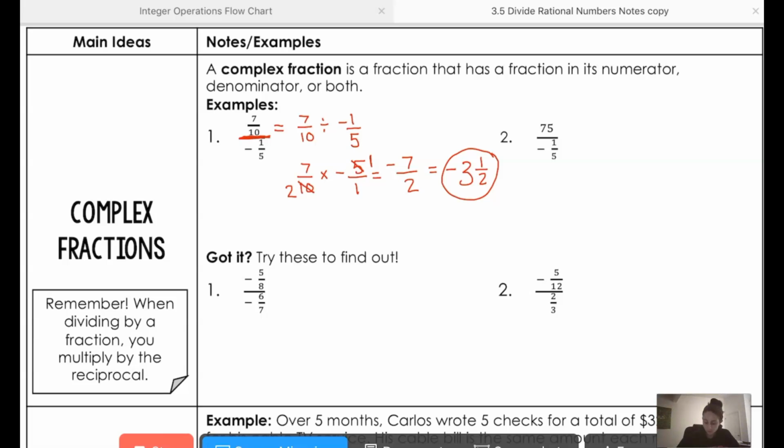All right, number 2, we have 75 divided by negative 1/5. So I'm just going to rewrite it, 75 divided by negative 1/5. And now I'm just going to change that division to multiplication, multiplying the reciprocal. So 75 over 1 times negative 5 over 1. And unfortunately, I cannot cross simplify here. So I'm going to do 75 times 5, which I'm going to do over on the side.